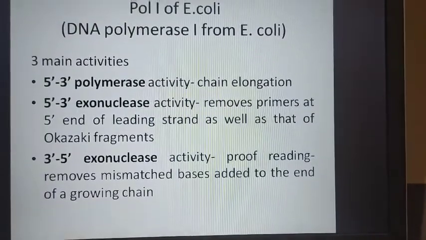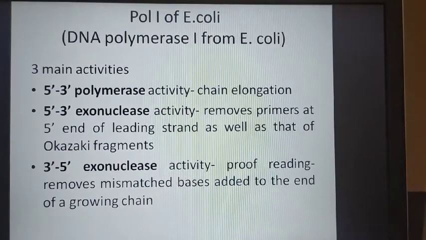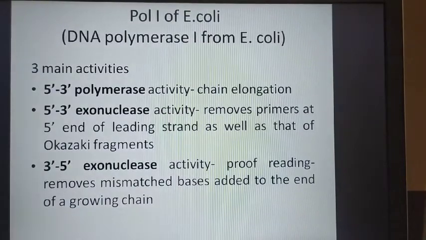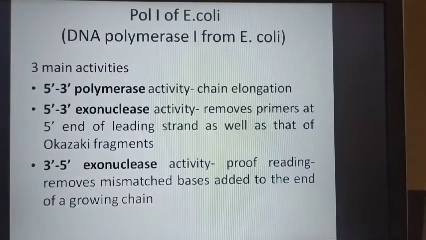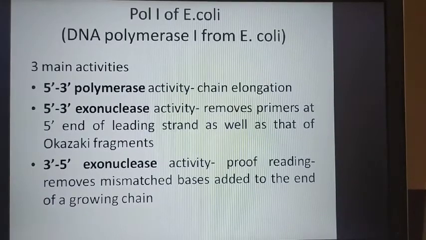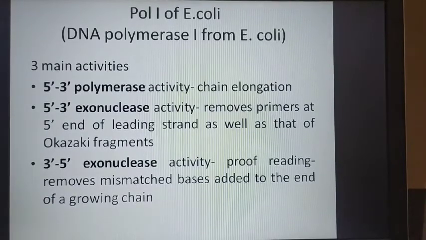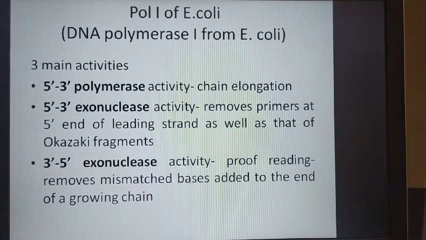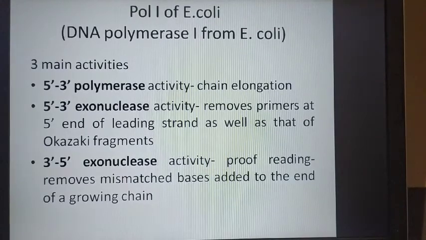And this DNA polymerase from E. coli, Pol I, has 3 main activities. The first activity is called the 5'3' polymerase activity that does chain elongation. That is the most important activity of a polymerase. The second one is the 5'3' exonuclease activity.